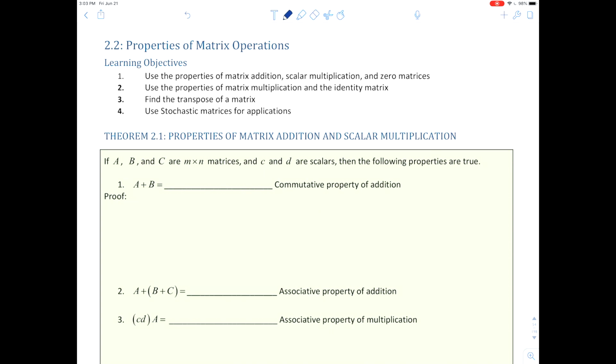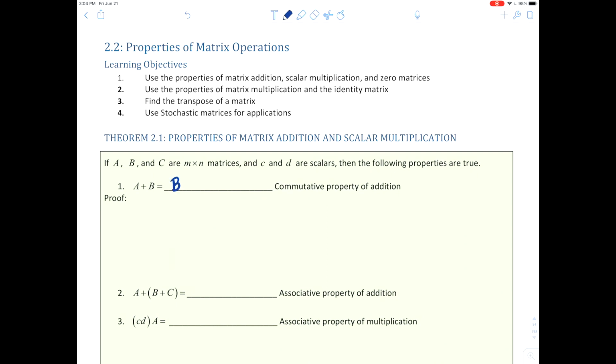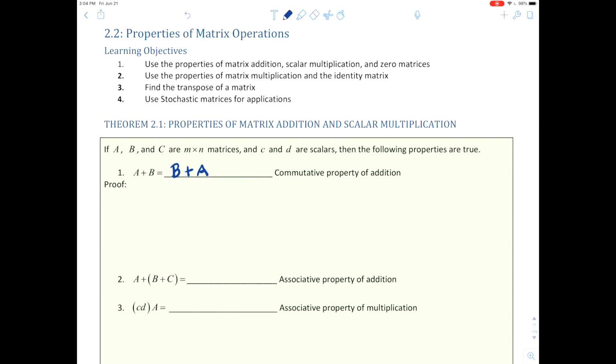So let's get started with this first theorem, 2.1, properties of matrix addition and scalar multiplication. If A, B, and C are m by n matrices and c and d are scalars, then the following properties are true. So first off, the sum of two matrices is commutative. So A plus B is equal to B plus A. Let's do a little proof of this.